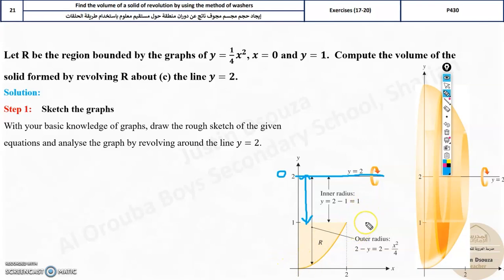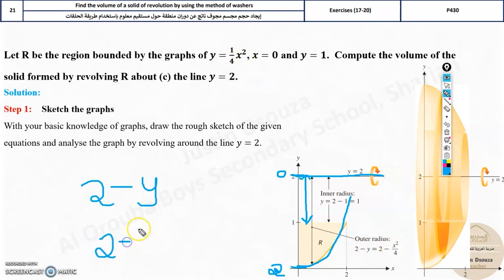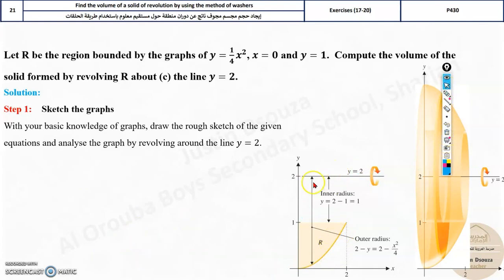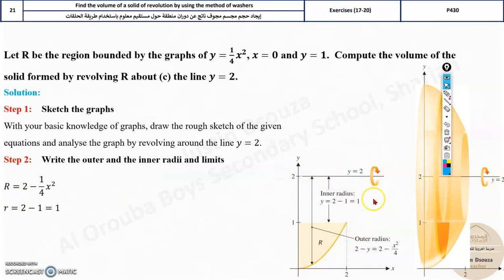But what about the outer radius? From here to here, it is 2 distances, isn't it? But look at this line. This equation varies, isn't it? So you need to do 2 minus whatever the variation of this equation. 2 minus y. What is that equation? 2 minus y equals to? That is quarter x squared. 2 minus 1/4 x squared. This is the outer radius. From here, that is outside, outermost, whereas the inner one is nearby. So you can see over here, outer radius is given by 2 minus 1/4 x squared, whereas the inner radius is 1.